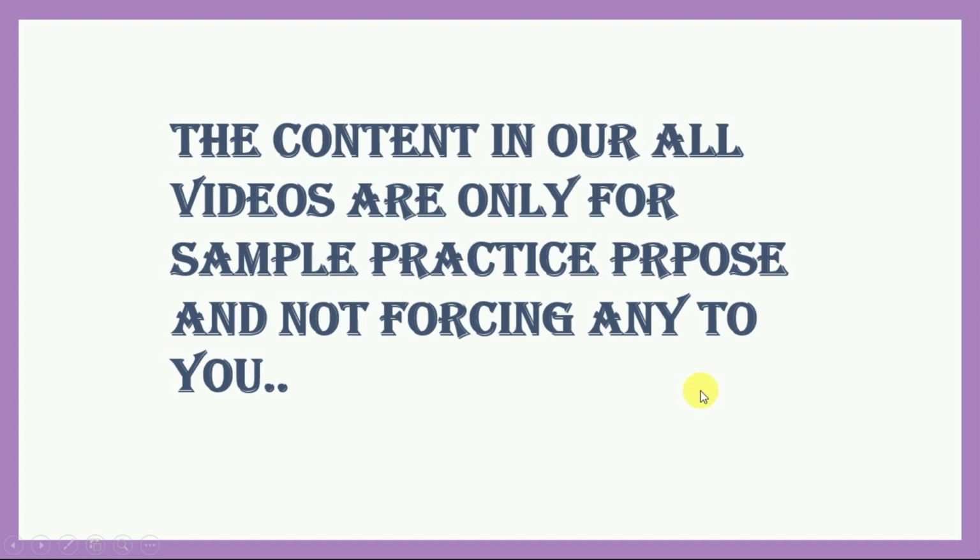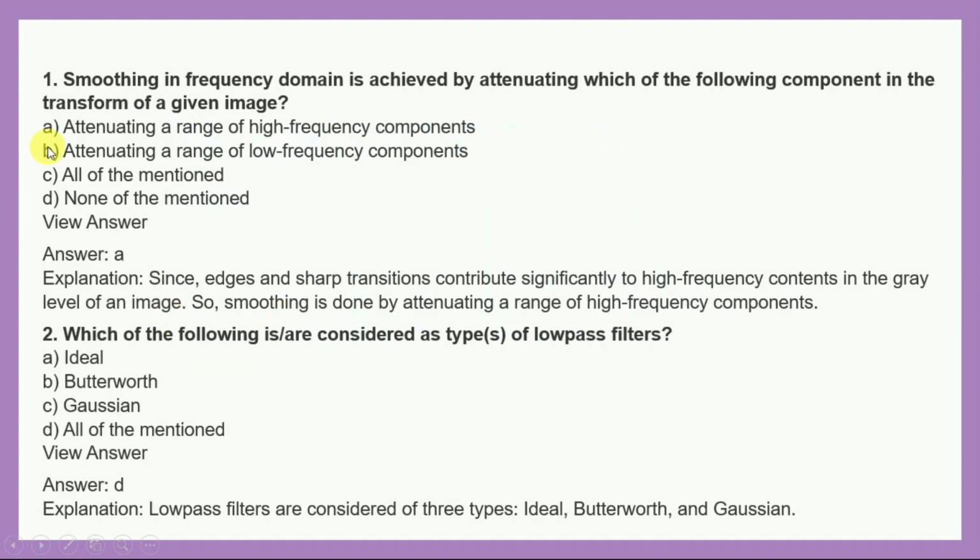Now the first question is, smoothing in frequency domain is achieved by attenuating which of the following components? So suppose we want to achieve attenuation, how can we achieve it? The answer is attenuating a range of high frequency components. If you want to see the explanation, it is given over here. Since edges and sharp transitions contribute significantly to high frequency content in the gray level of an image, smoothing is done by attenuating a range of high frequency components.